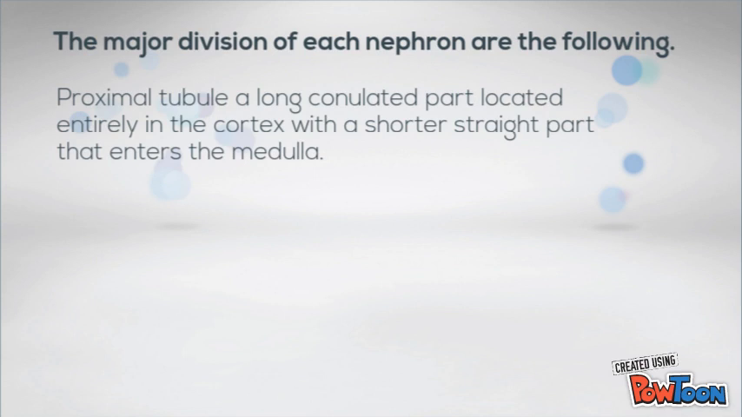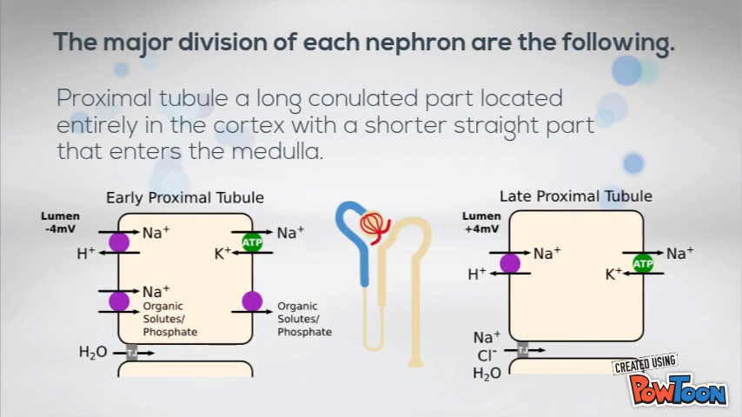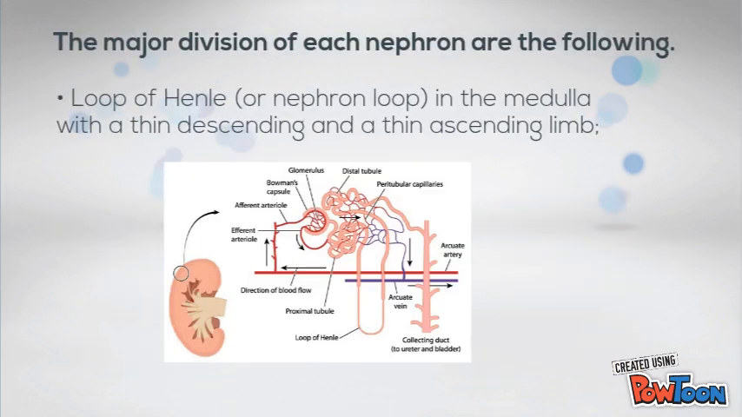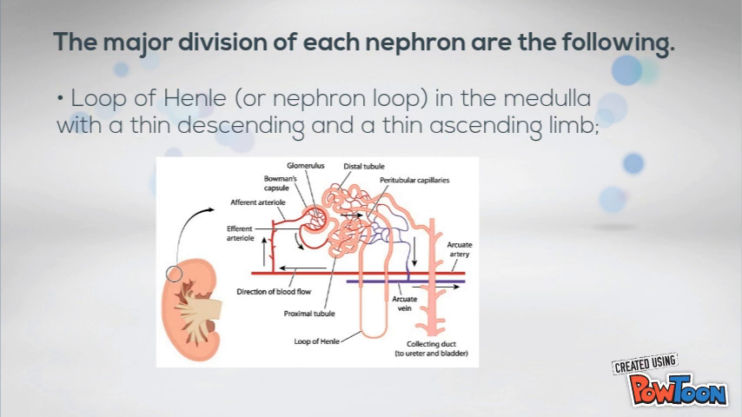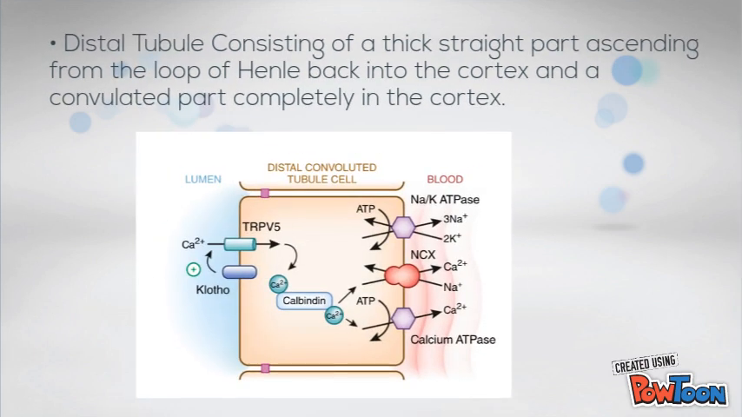The proximal tubule, a long convoluted part located entirely in the cortex with a shortened straight part that enters the medulla. The loop of Henle or nephron loop in the medulla, with a thin descending and a thin ascending limb. The distal tubule, consisting of a thick straight part ascending from the loop of Henle back into the cortex, and a convoluted part completely in the cortex.